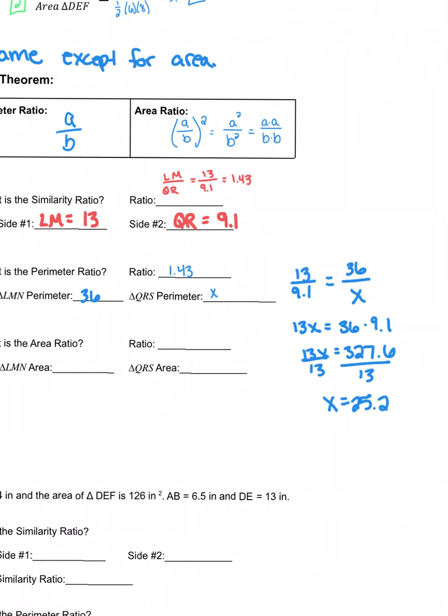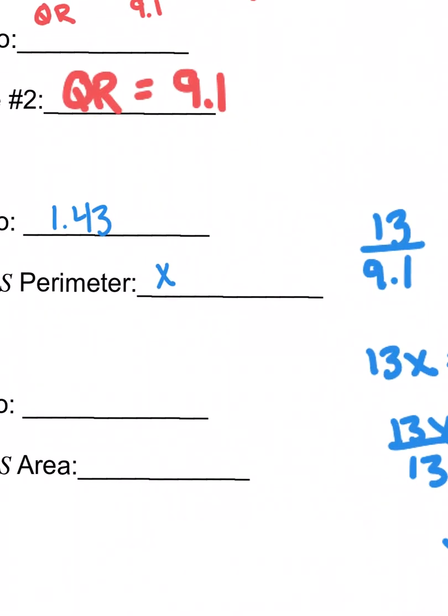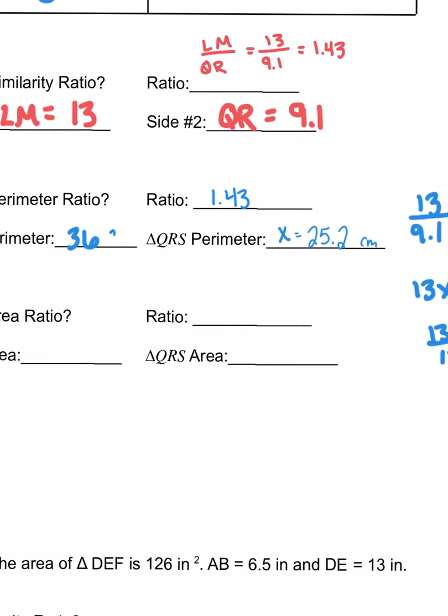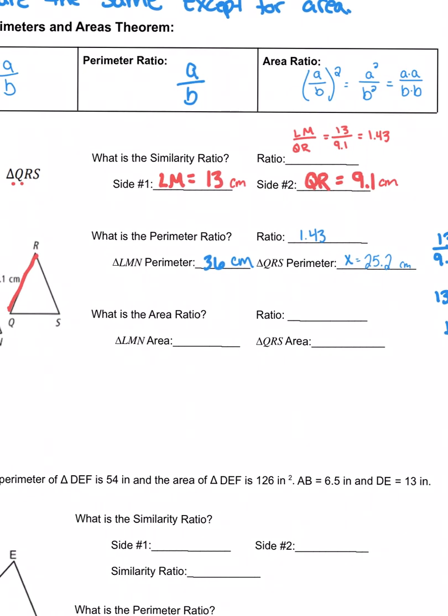Okay. So then that's going to give us our x. So let's go ahead and fill that in. 25.2. And our units will be centimeters. I'm going to go ahead and fill that in at the top as well because I forgot to put my units. Now, when we do the area, it's going to work a little bit differently.